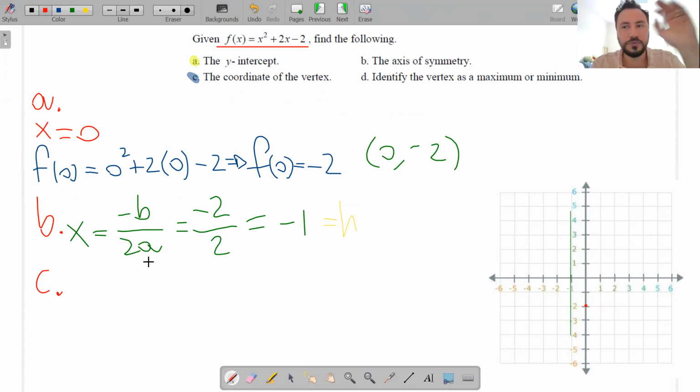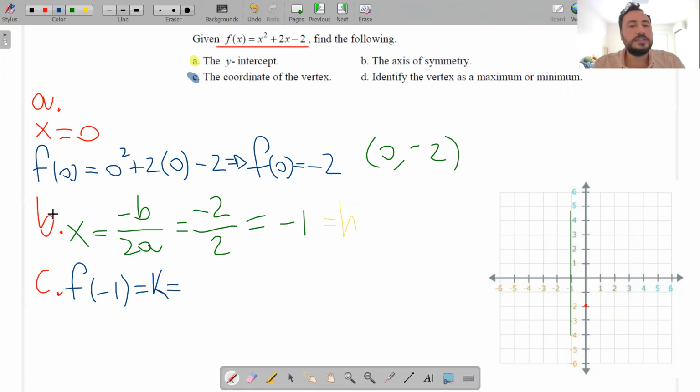Again, as we were doing for the equation, whenever you want to find the value for y, we just apply the value of x. In this case, the value of x is -1. So I'm going to take my function and look for f of -1. This will determine my value for k.